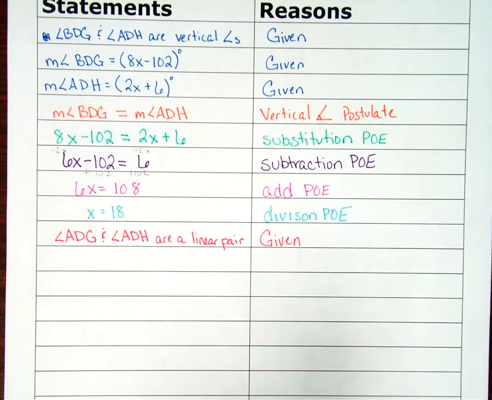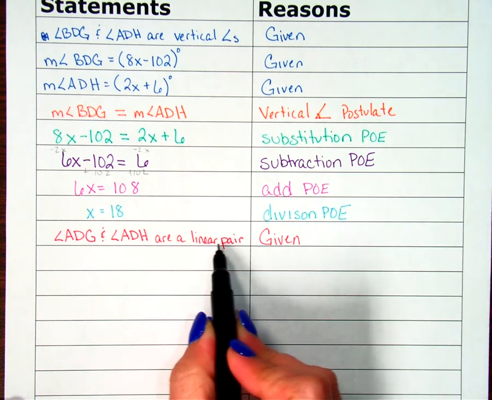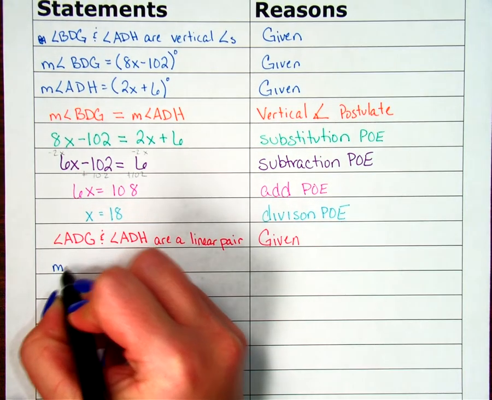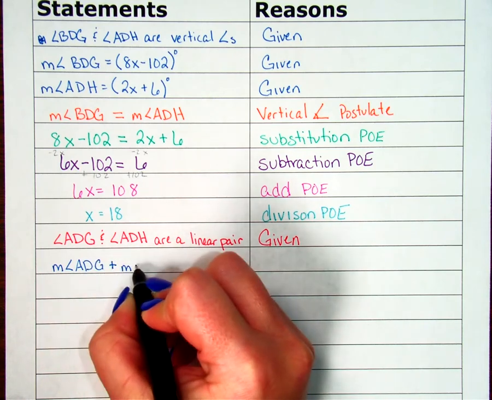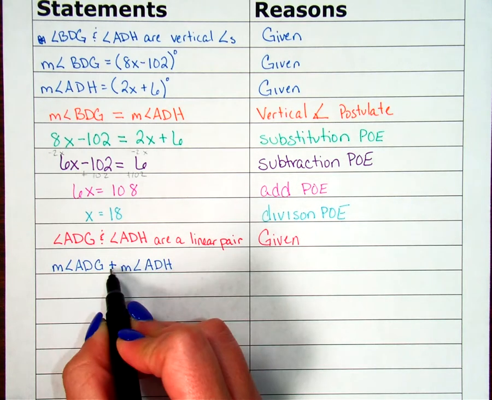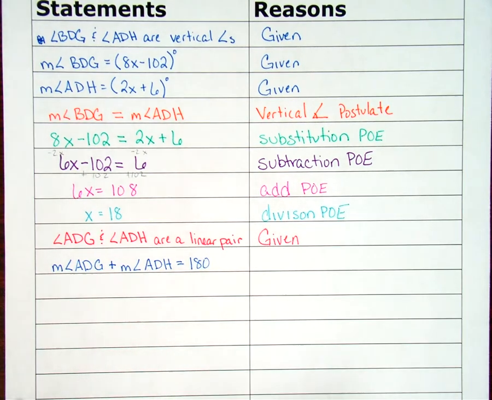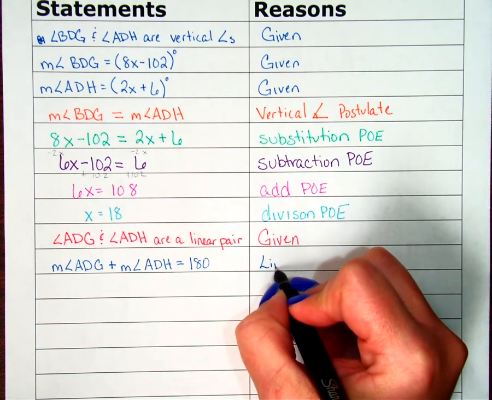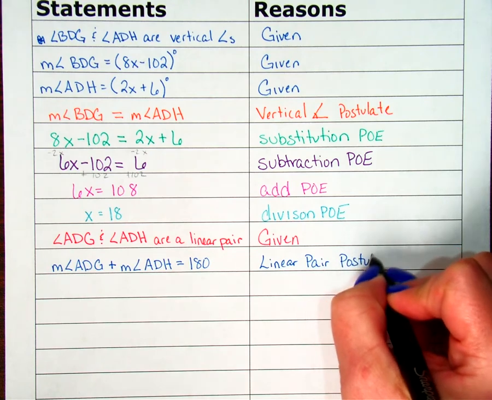Okay? All right, so then the next thing we're going to look at is if I have a linear pair, my linear pair postulate says if I add these two together, it's going to make a line that's 180 degrees. So the measure of angle ADG plus the measure of angle ADH, so these two angles added together equal a line that's 180 degrees on each side. And I can say that because of the linear pair postulate.